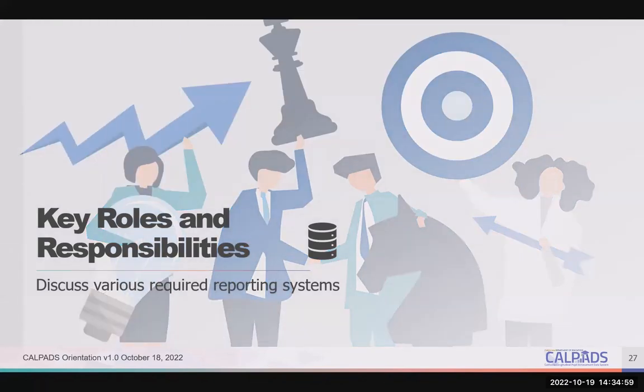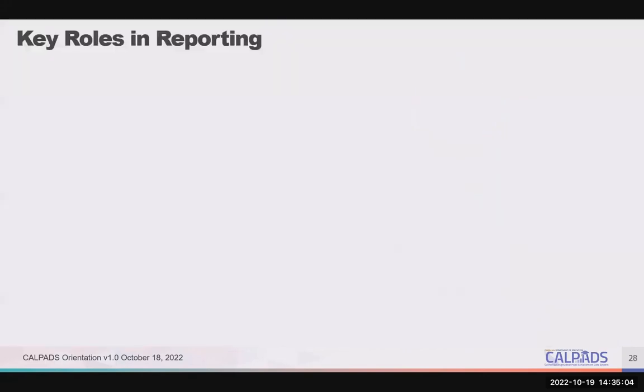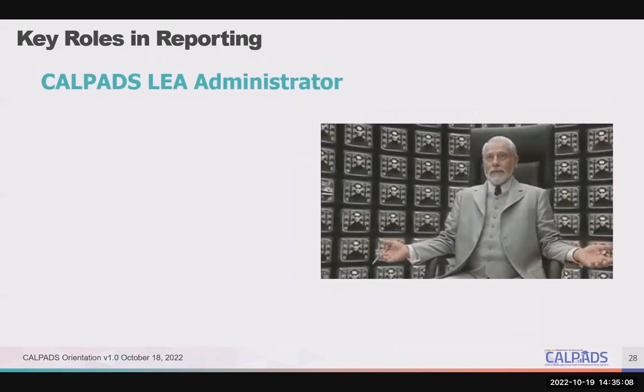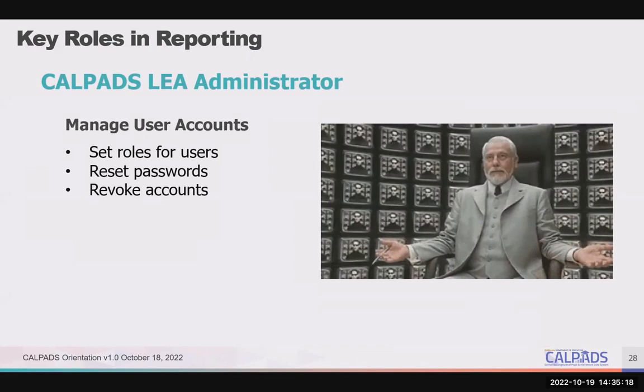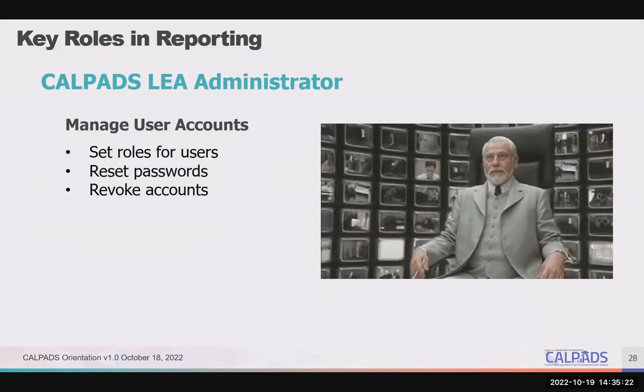There are some key roles and responsibilities with regards to state reporting. One of the primary roles is that of the LEA Administrator. Each LEA has an LEA Administrator. Some large districts may have more than one. The LEA Administrator is responsible for setting up local user accounts and assigning roles. They are also responsible for training and supporting users to whom they have assigned accounts.